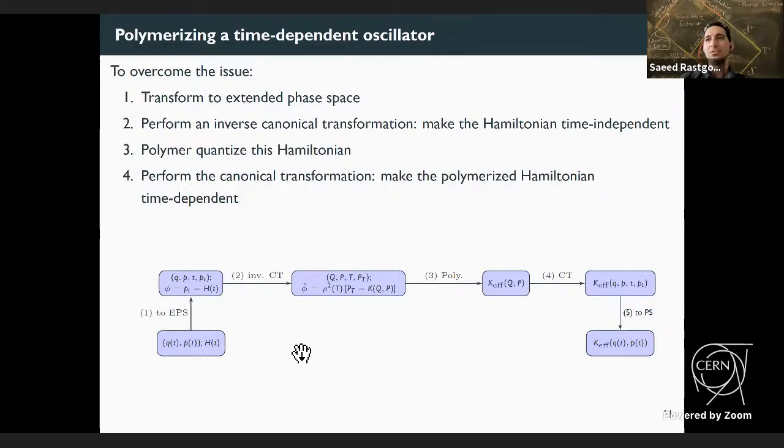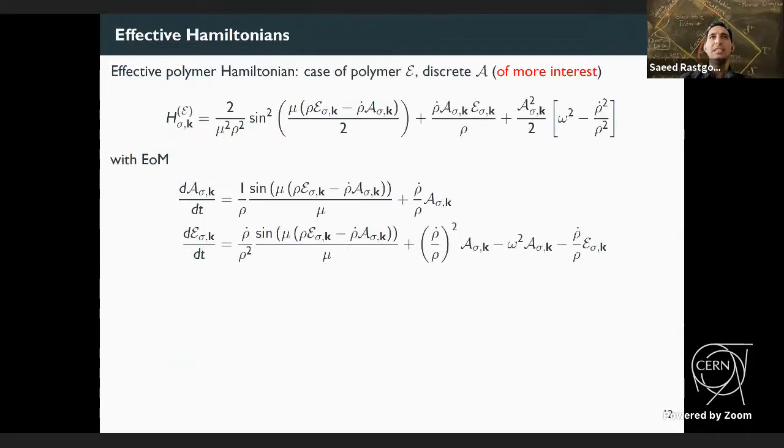And finally, we get back to the usual Hilbert space, the usual phase space, by doing an inverse, going to the small, non-enlarged, or usual phase space. And using that, we get this Hamiltonian.